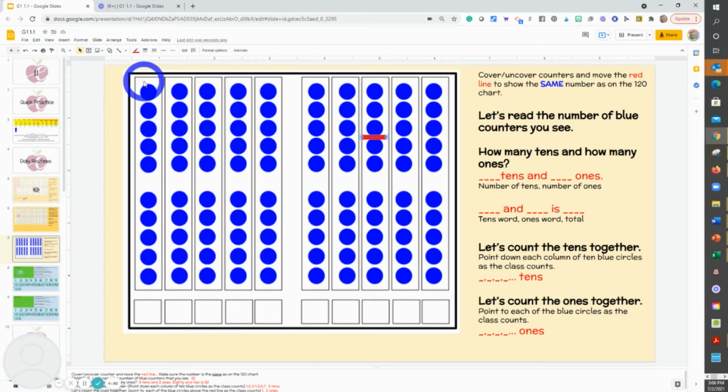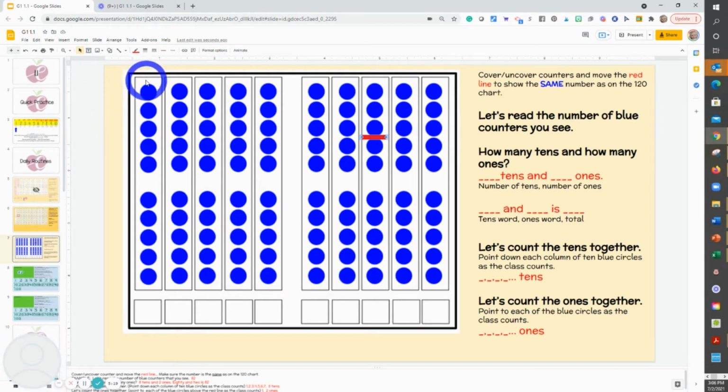Boys and girls, and they would say 7 tens and 3 ones. Let's count them together. 1 ten, 2 tens, 3 tens, 4 tens, 5 tens, 6 tens, 7 tens, and how many ones? 1, 2, 3. Boys and girls, 7 tens and 3 ones is, class, 73.